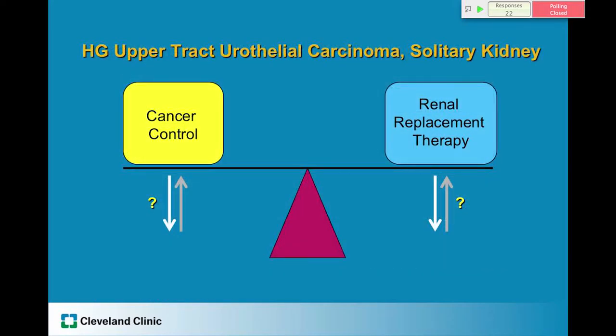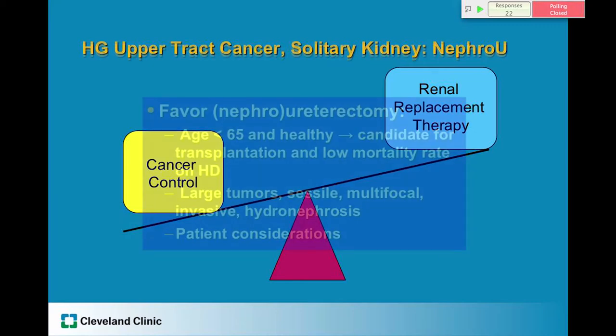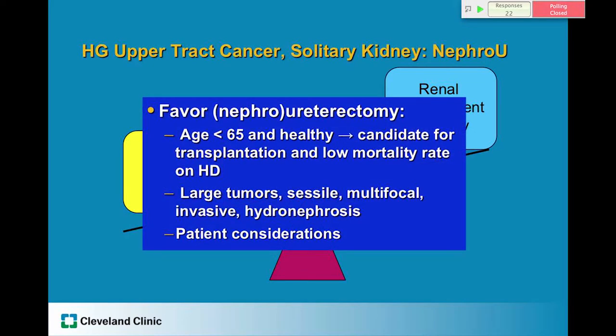So what about the case of high-grade upper tract urothelial carcinoma in patients with solitary kidneys? In order to make a treatment decision, one has to weigh the risks of the cancer against the risks of renal replacement therapy. The risk of cancer outweighs renal replacement therapy, and a NephroU should be performed in young, healthy patients, less than age 65 for example, who are candidates for kidney transplantation down the line and have low mortality rates with hemodialysis, or patients with large sessile tumors that are multifocal, invasive, and/or have associated hydronephrosis, which would not be amenable to endoscopic management.